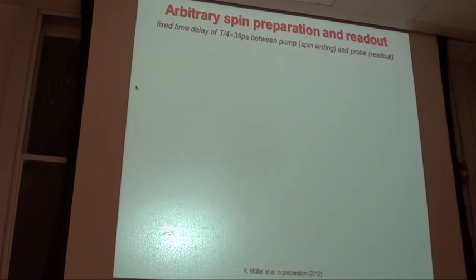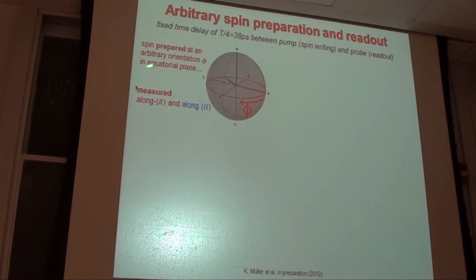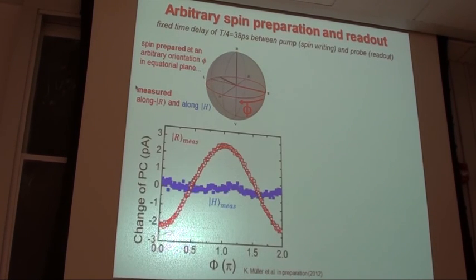Okay, so I want to show you now that we can arbitrarily prepare the spin, and we can arbitrarily read it out. We can prepare it in any direction on the Bloch sphere, and we can read the projection on any other direction on the Bloch sphere. I should get a move on a little bit. There's an example where we're preparing a spin, always at some point in the equatorial plane, and we're varying the angle at which we prepare it. So we're varying the direction phi with which we prepare it.